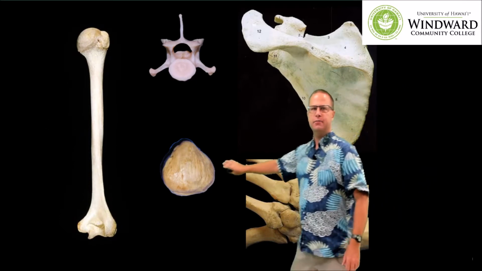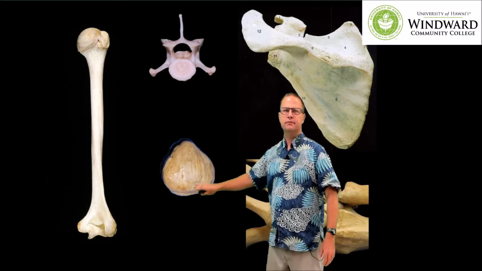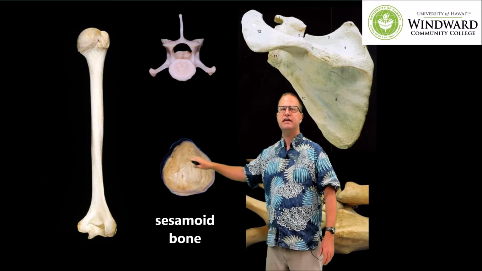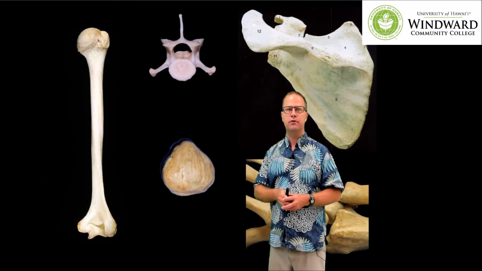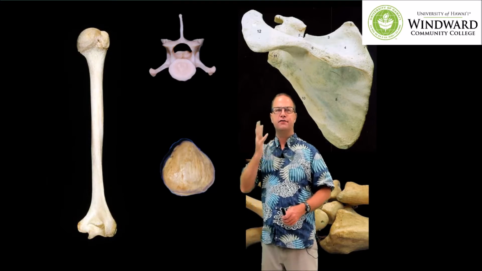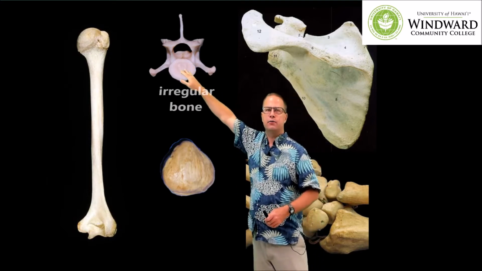Now let's take a look at the bone right down here. What kind of bone is that? Well, if you said sesamoid, you're correct. This is the patella, otherwise known as the kneecap, and it's a great example of a sesamoid bone. Okay, what about up here? What kind of bone is that? Well, it's a vertebra, and a vertebra is a great example of an irregular bone.